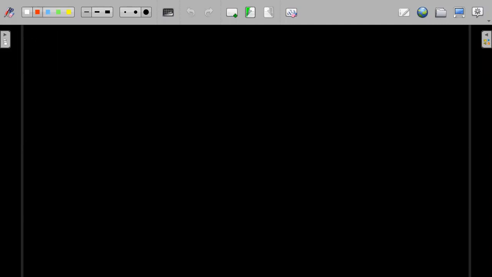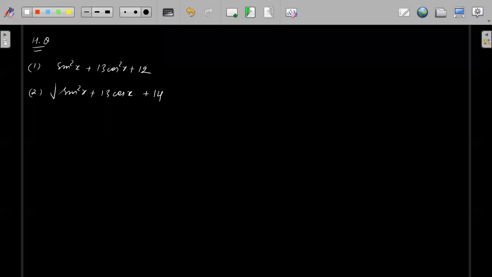So I'm giving you some homework questions. First is sin square x plus 13 cos square x plus 12. Second is sin square x plus 13 cos x plus 14 under the root, find the range. Third is under the root minus 5 plus 3 sin square x plus 12 cos x.